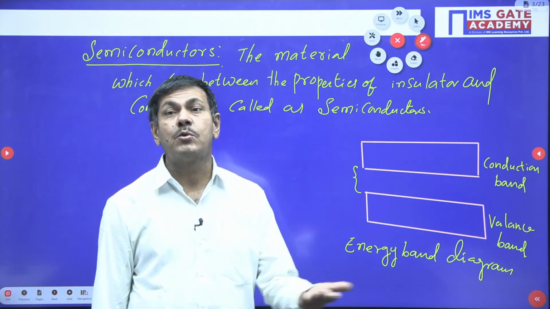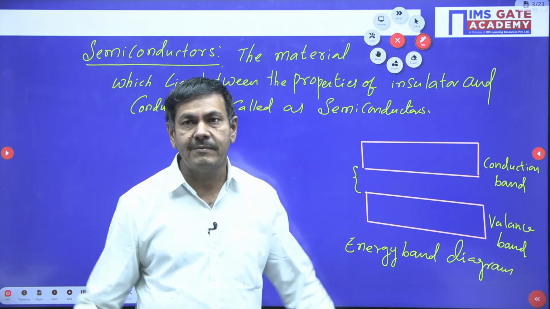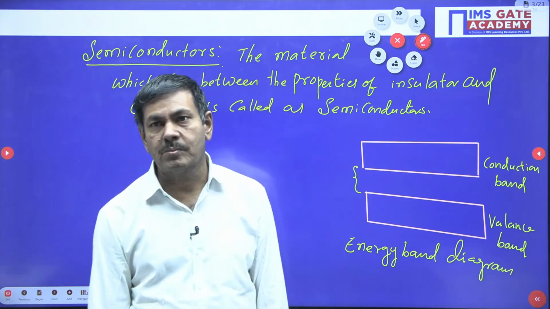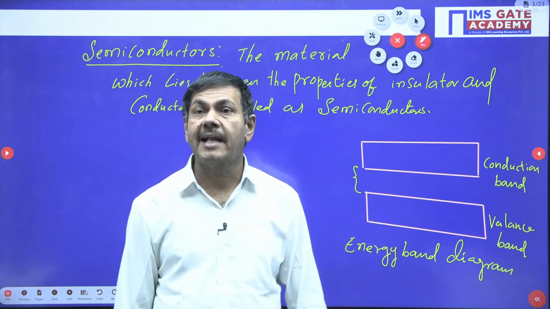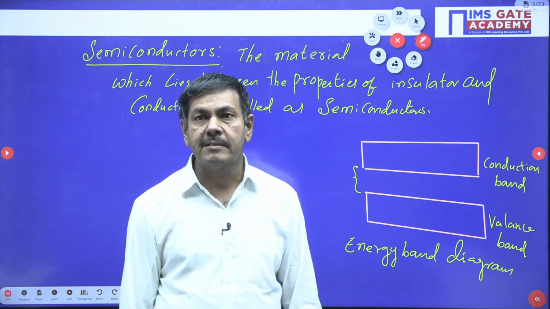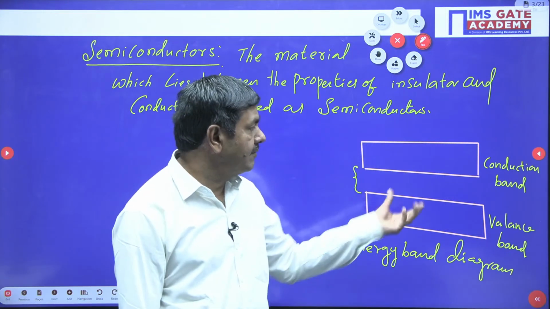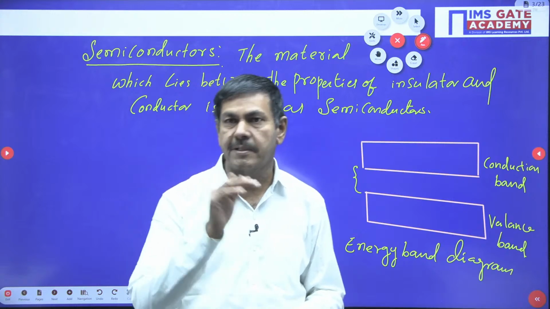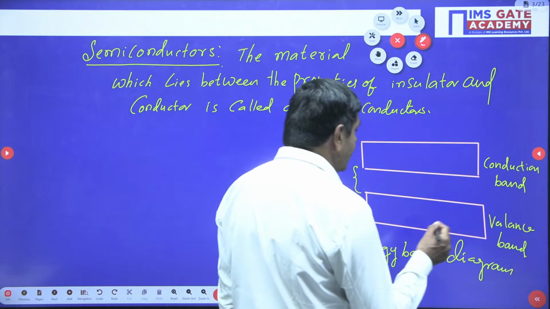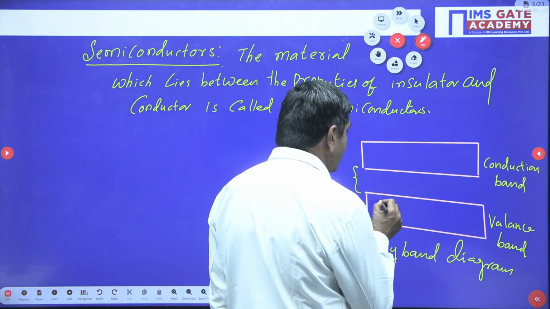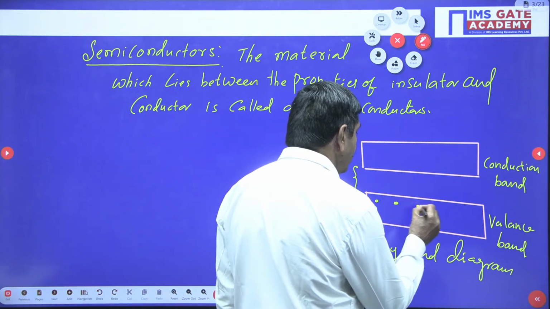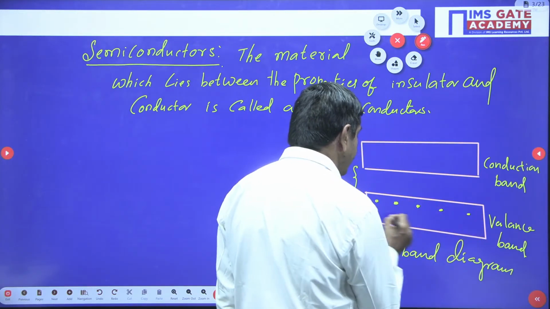Suppose I maintained 0 Kelvin. Initially 0 Kelvin I maintained. If I maintain 0 Kelvin, as I said just now, the semiconducting material can act as an insulator. But why is it acting as an insulator? What phenomenon is happening inside this energy band diagram? I would like to explain certain points so you will understand clearly. At 0 Kelvin, what is going to happen? All the electrons exist in the valence band. All the electrons are existing in the valence band at 0 Kelvin.